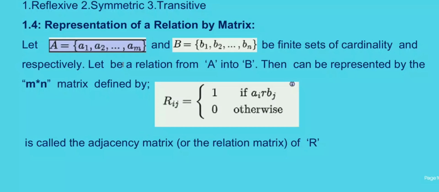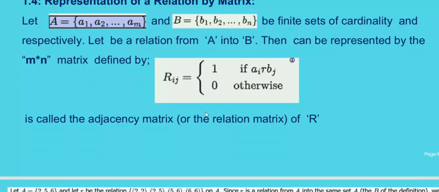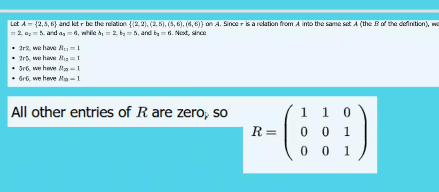So see, if there is a relationship between A and B, it is represented as 1 and 0. See here, if A is related to B, if there is an ordered pair, it is 1. If there is no ordered pair, then it is 0. We will see with an example.